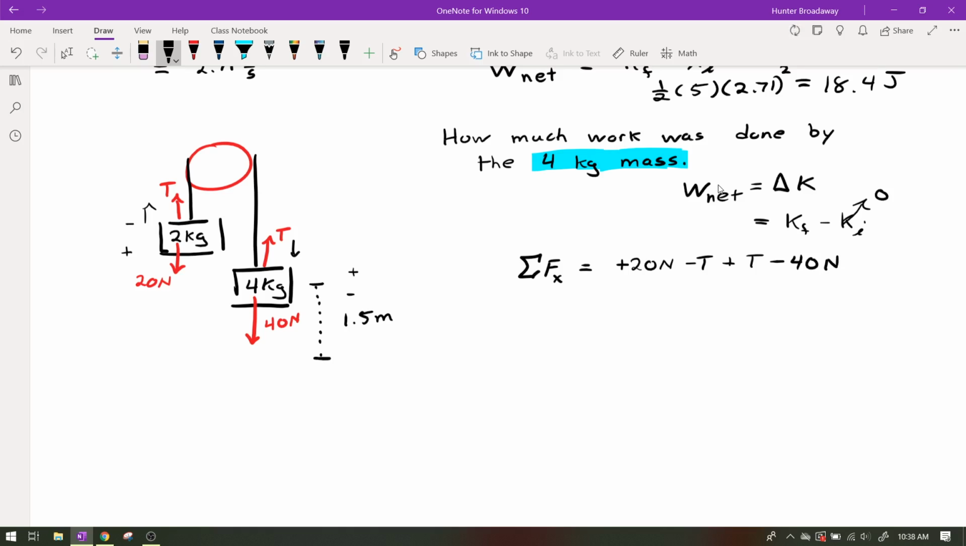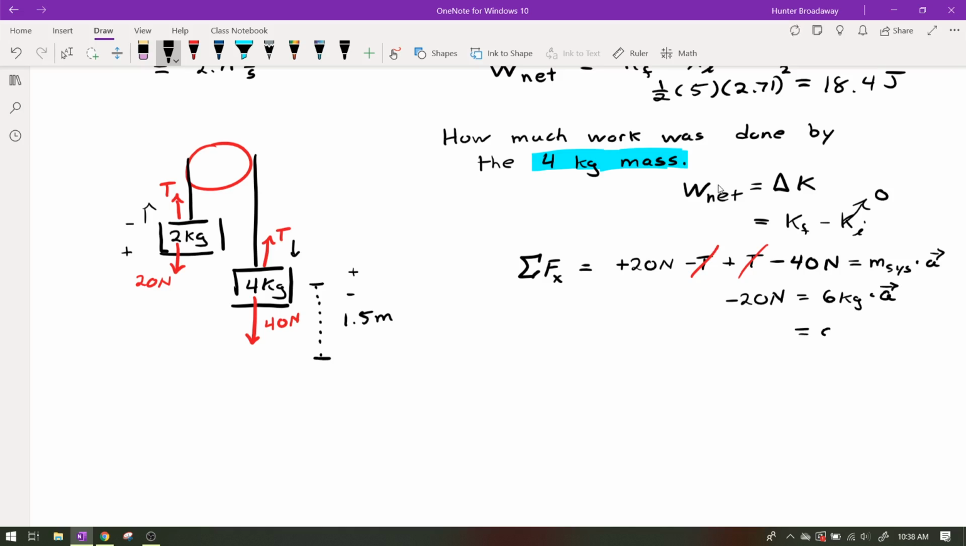Minus 40 newtons. We have decided that gravity going down is negative. And all of that is going to be equal to the mass of the system times the acceleration. Newton's tension cancels out. And then the total net force acting on this would be 20 minus 40, so that'd be negative 20 newtons is equal to the mass of the system, which is 4 plus 2, which is 6 kilograms, times the acceleration.